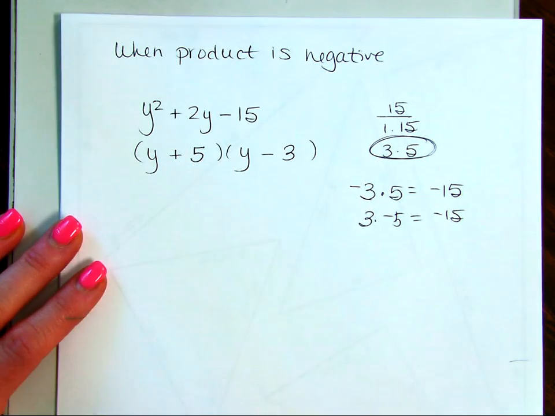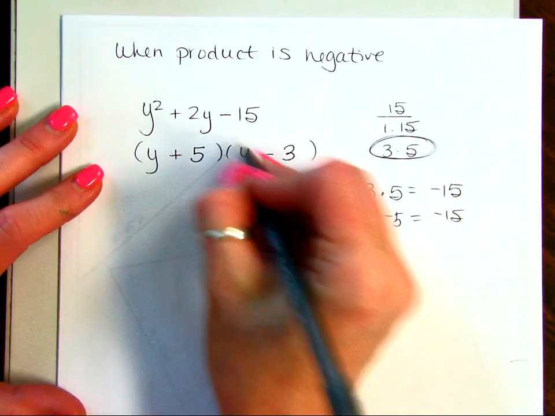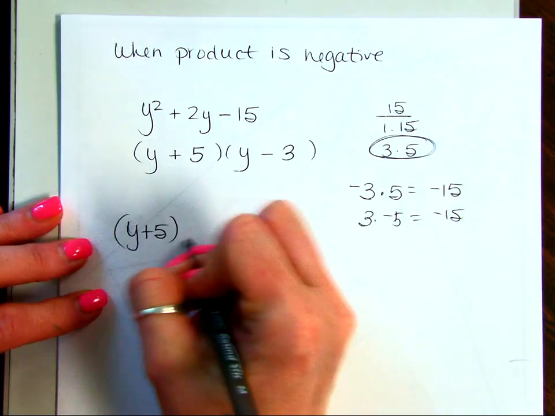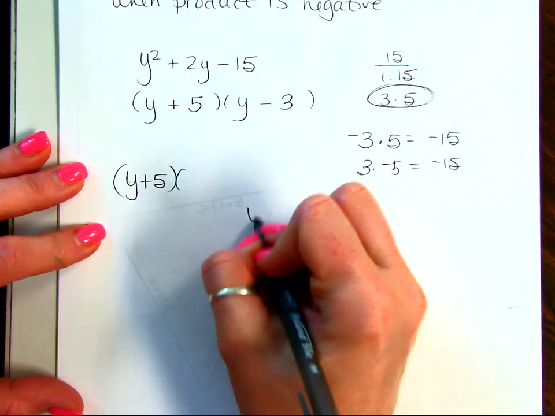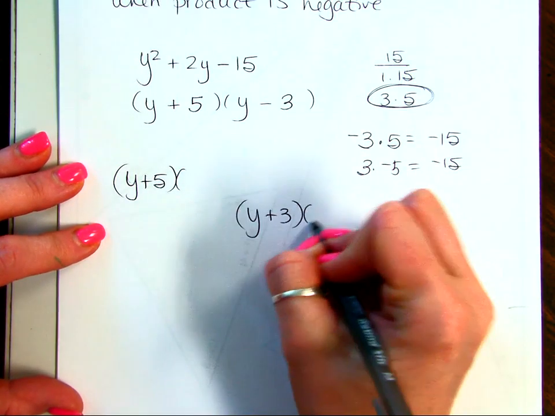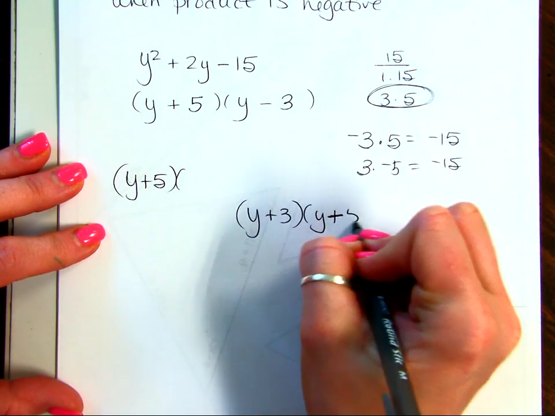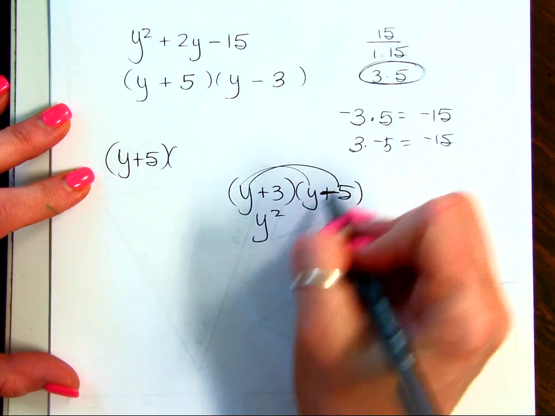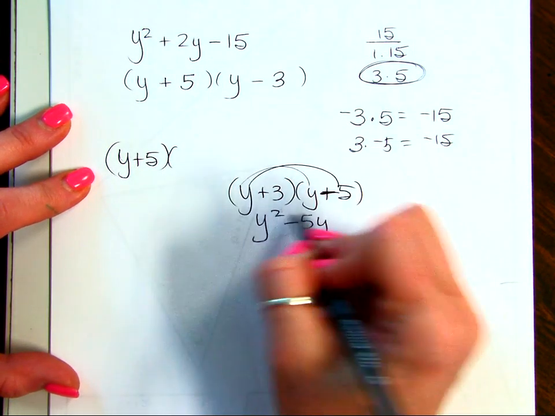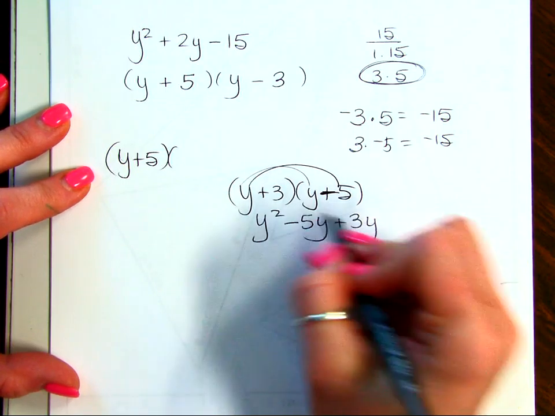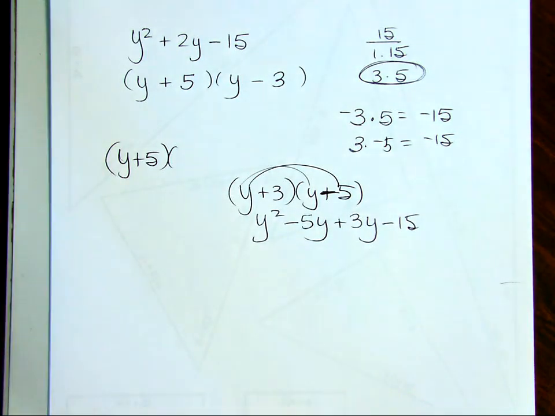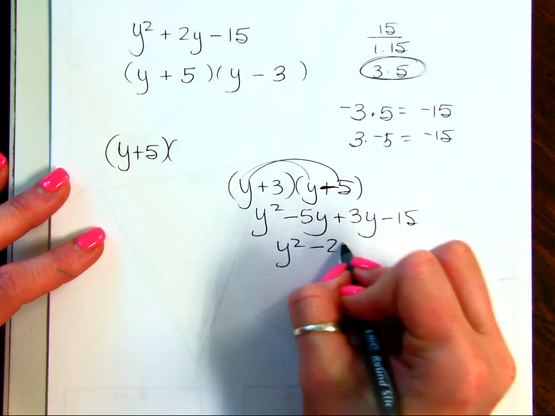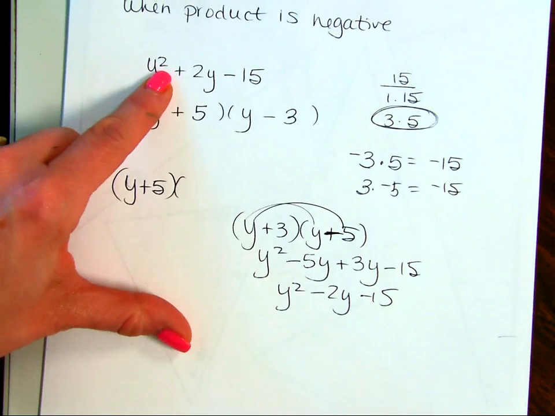Yeah. Because, I just kind of want to show you what would happen. If I had y plus 3, y minus 5, you would have your y squared minus 5y plus 3y, you'd still have your negative 15, which would work out. But you would have y squared minus 2y minus 15, and I don't want it to be a minus 2y. Do you see?